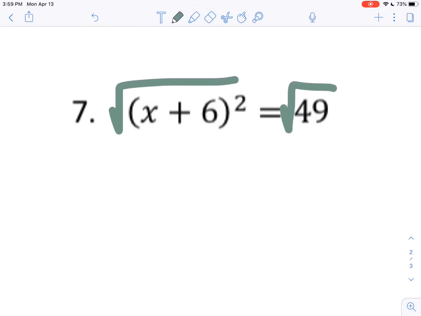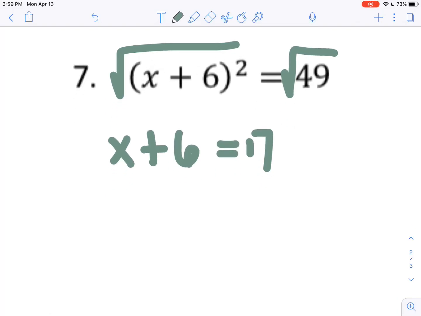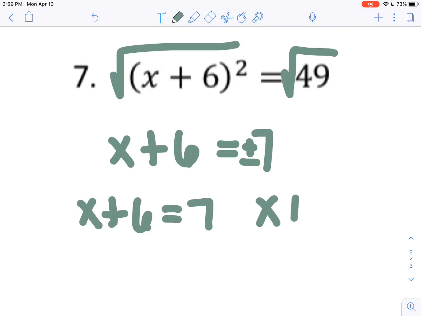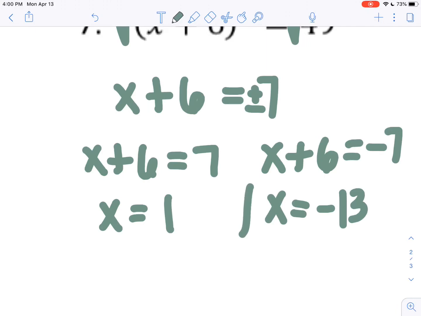Remember, when you take the square root of anything squared, it cancels out the square and you're just left with what's in the parentheses. So I get x plus 6 equals, okay, it actually equals plus minus 7. So this is going to be x plus 6 equals 7, x plus 6 equals negative 7, and I'm going to solve both of those equations. So x equals 1, and x equals negative 13.